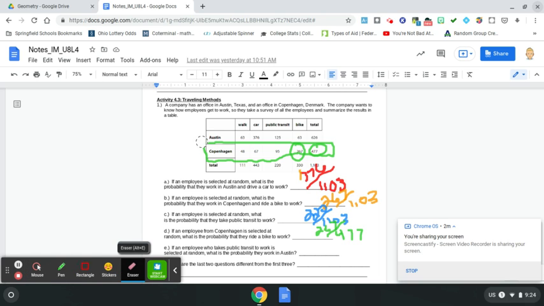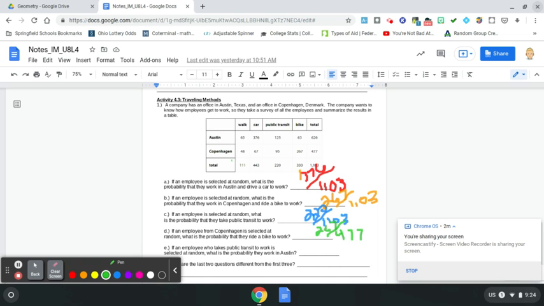Take a look at the next one. Get this out of the way. All right, if an employee takes public transit to work. So again, we're shrinking our subset of what we're looking at here. It's only the people who take public transit. So that total is out of 220. The question is, what is the probability they work in Austin? So my Austin people who take public transit, that's 125. So we take 125 divided by 220. That'll get you your probability.